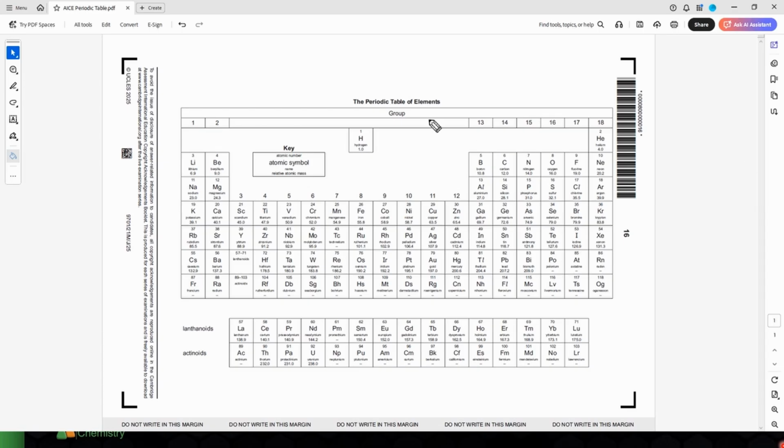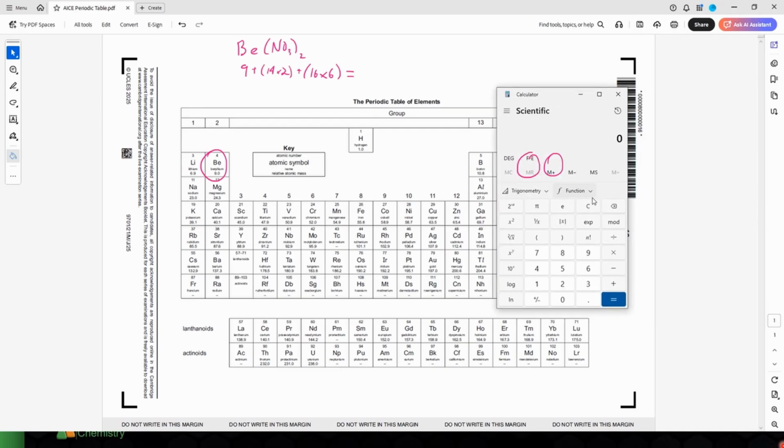So let's do that again. Beryllium's molar mass is 9. We have Be(NO3)2. So we have 9, nitrogen is 14, and oxygen is 16. So we have 9 plus nitrogen, which is 14, but it's times 2, so 14 times 2, plus oxygen, which is 16, but 16 times 3 times 2 is 6 different oxygens. So that's 9 plus 14 times 2 plus 16 times 3, or times 6, sorry. So let's see what this is here.